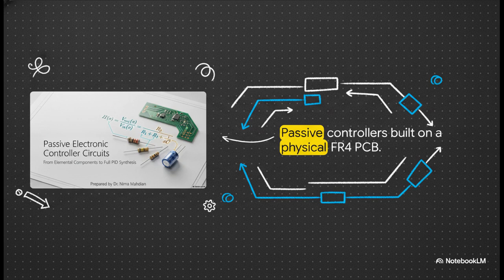H(s) = Vout(s)/Vin(s) = R2 / (R1 + R2 + 1/(sC)). We aren't just doing math on a whiteboard today, we're talking about real physical hardware.